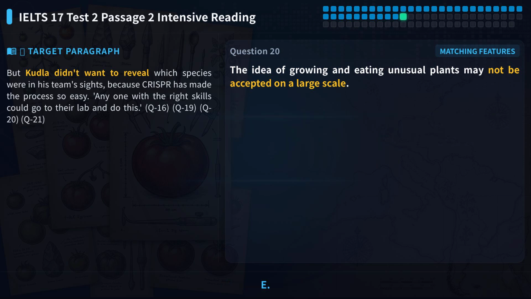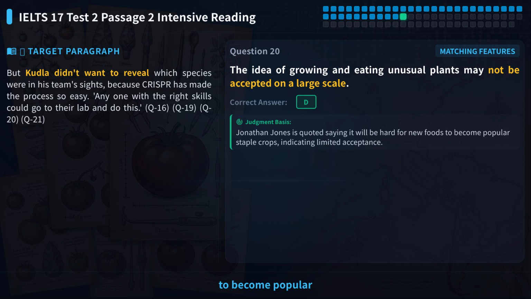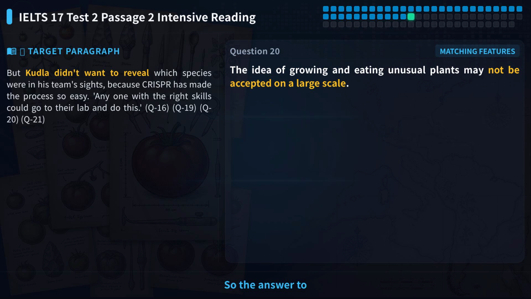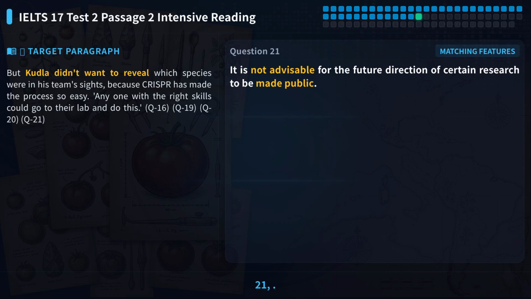Locate paragraph E. Jonathan Jones says it will be hard for new foods to become popular staple crops, showing he doubts large-scale acceptance. So the answer to question 20 is D. Let's look at question 21.